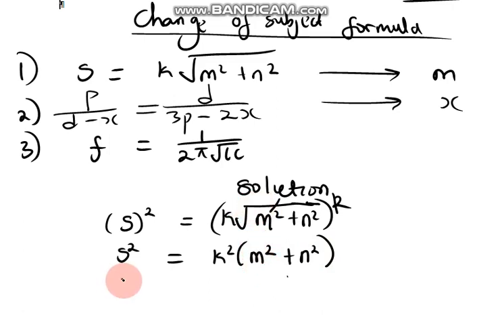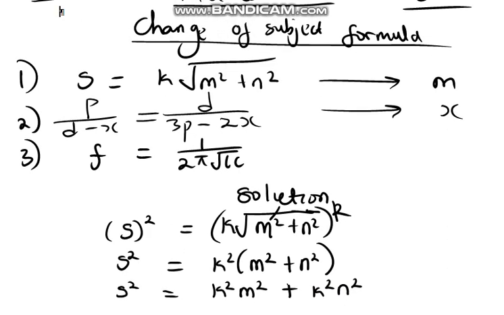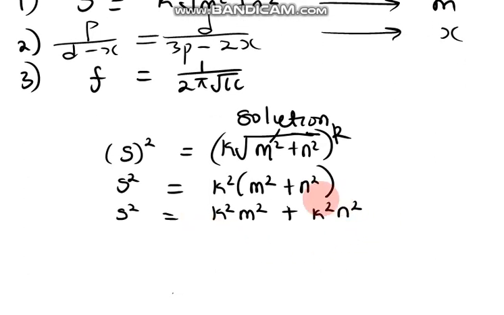So how do we proceed? We have that s squared equal to what? We open the bracket here. We have that k squared m squared plus k squared n squared. That's very good. So now don't forget, we are making our m the subject of formula. If you look at this equation, the only thing that is not making m stand alone is k squared n squared, and this k squared here. So what do we do? We subtract this k squared n squared from both sides.